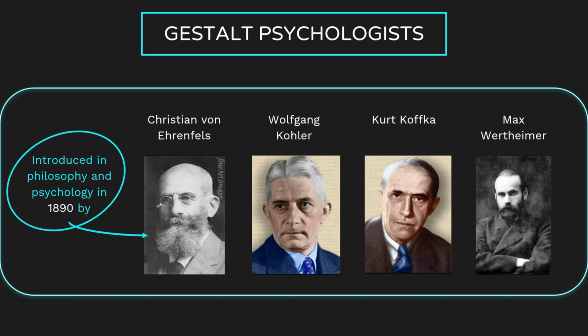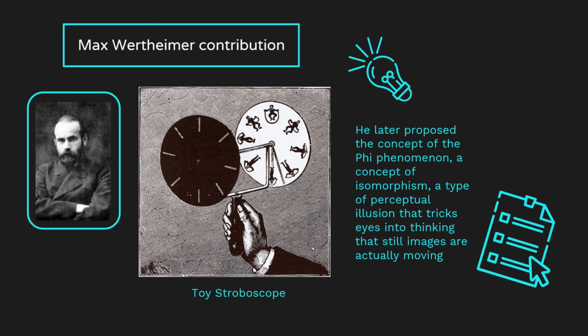Max Wertheimer contributed to the development of Gestalt psychology when he purchased a toy stroboscope which displayed pictures in a rapid sequence to mimic apparent movement. He later proposed the concept of the phi phenomenon, a type of perceptual illusion that tricks eyes into thinking that still images are actually moving.